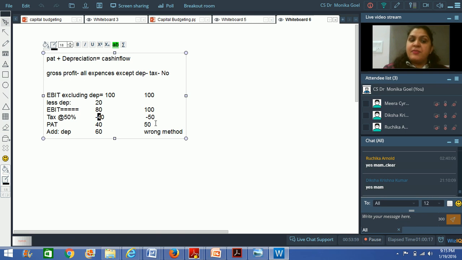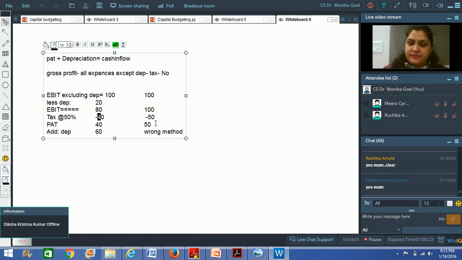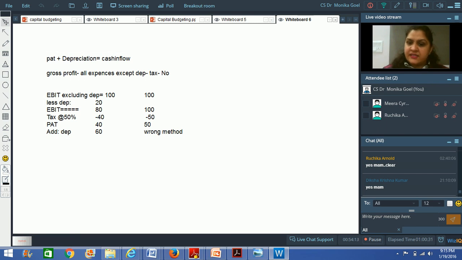Because I have to first reduce depreciation. Because of depreciation, my tax liability gets reduced. You can see that by charging depreciation, I'm now paying 40 rupees of tax, which without depreciation I was paying 50 rupees. So I will have to first charge depreciation, calculate my tax, and then add back depreciation. Is the point clear? Is the point clear?